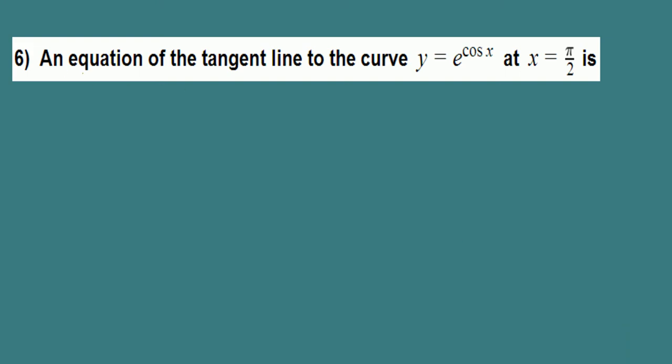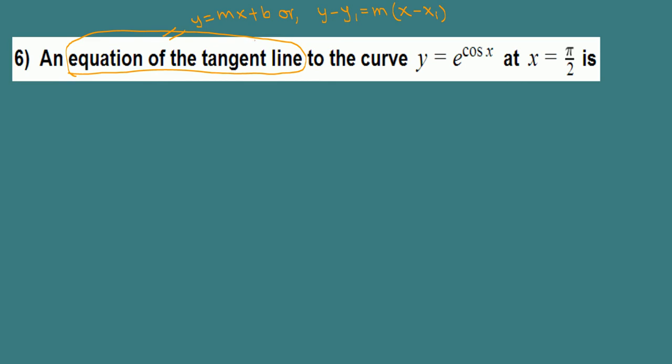In this question, we are supposed to find an equation of the tangent line to the curve y equals e raised to cosine x at this number x equals pi over 2. So the equation of any line, that is y equals mx plus b, or you can use y minus y1 equals m, that's the slope, times x minus x1.